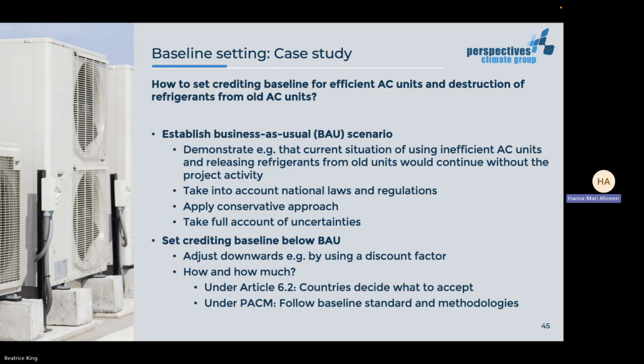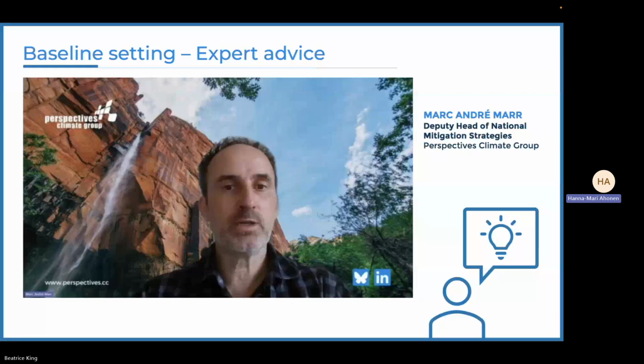So one way to do it is by using a discount factor. So you'll have the business as usual, and then you reduce it by, let's say, 10%, 5%, 2%, 50%. How much? It depends on the country. The countries can decide what they accept through their authorization under Article 6.2. How much under PACM? That is still being debated, and that will be eventually decided through the baseline standard and methodologies. And now let's hear from our colleague Mark again on some expert tips on baselines.